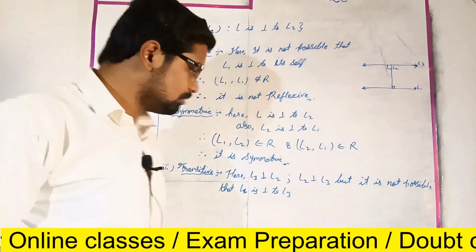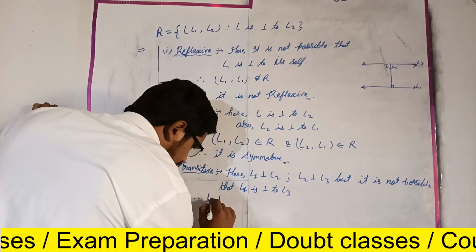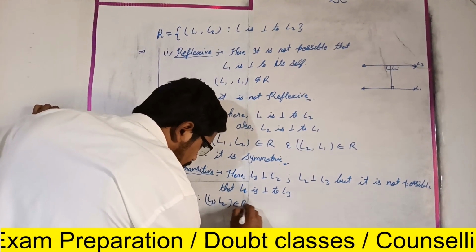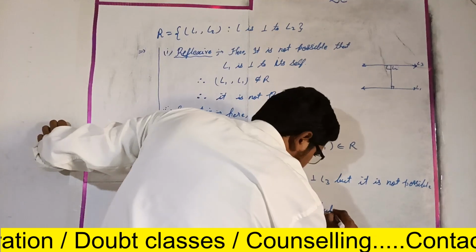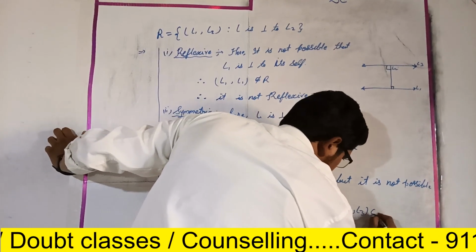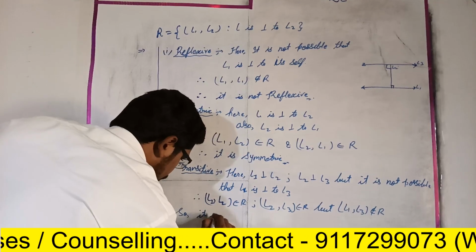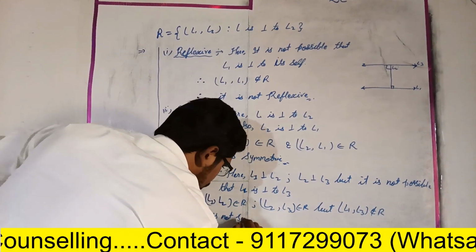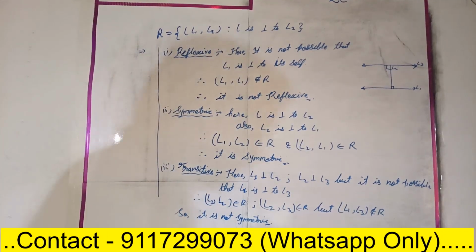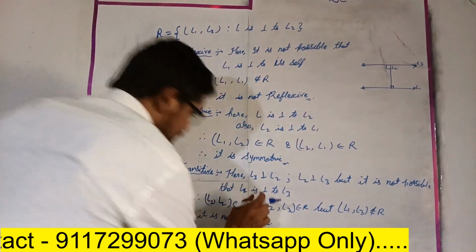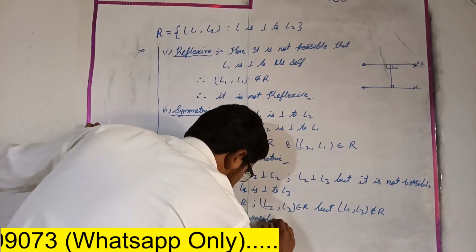So here we can say that L1 L2 belongs to R, L2 L3 belongs to R, but L1 L3 doesn't belong to R. So it is not transitive.